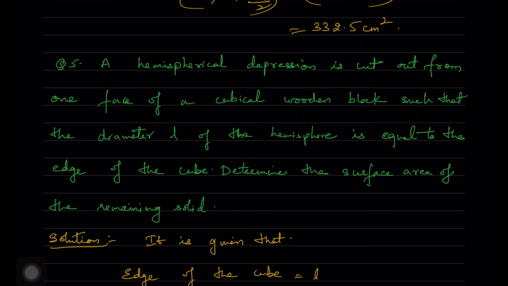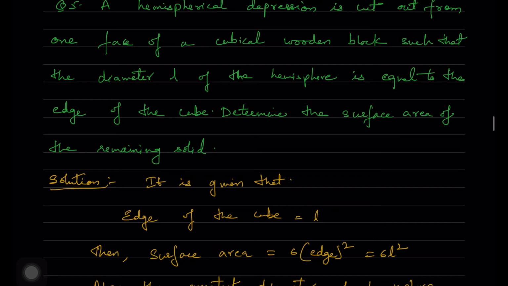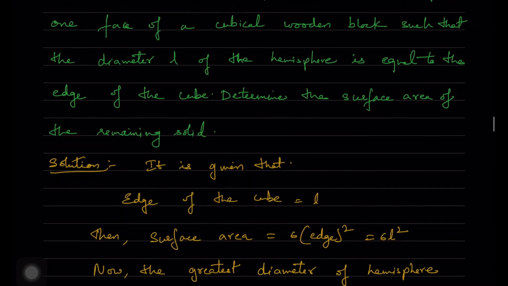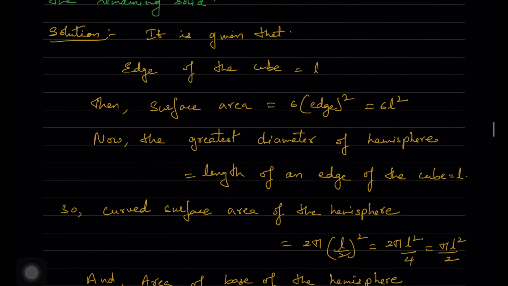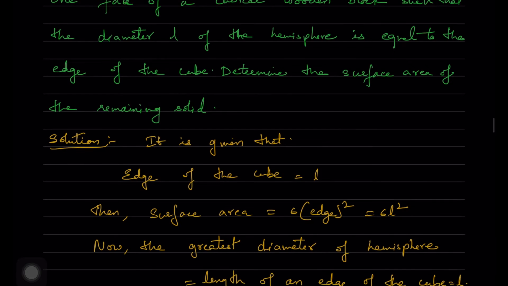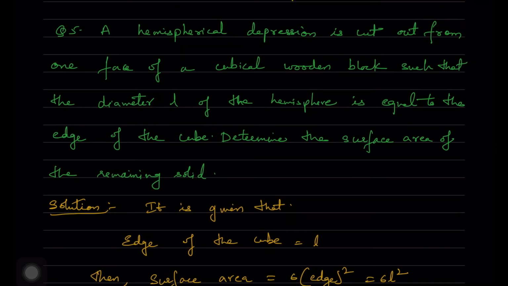Now question 5. A hemispherical depression is cut out from one face of a cubical wooden block such that the diameter L of the hemisphere is equal to the edge of the cube. Determine the surface area of the remaining solid. Here it is given that the edge of the cube is L. A cubical wooden block is there, same as the previous one, and the greatest diameter is nothing but equal to the edge of the cube. You have to find the surface area of the remaining solid.